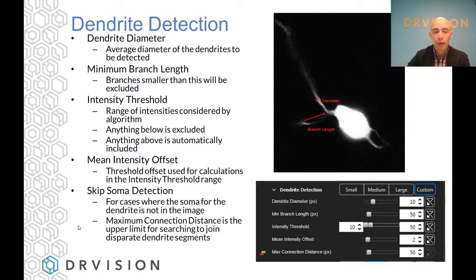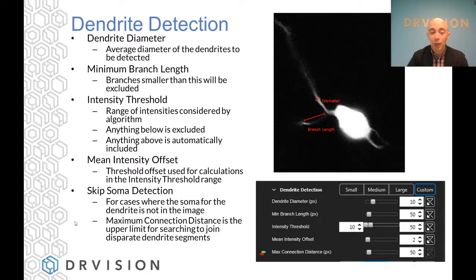Another important part here is dendrite detection. Some of these are pretty straightforward. Dendrite diameter is the average diameter of the dendrites you wish to detect, and the minimum branch length is again an exclusionary criterion such that any branches smaller than that will not be included in your detection.